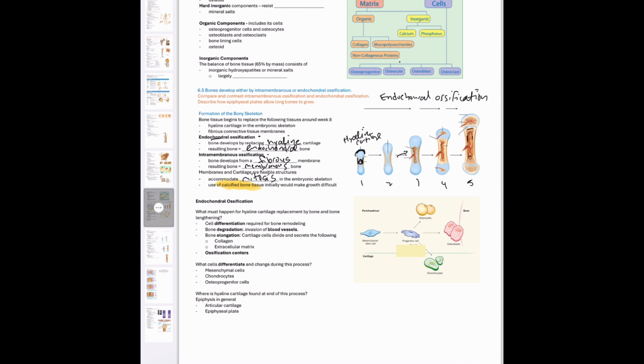What we can also see is where hyaline cartilage is going to be left. One is at the epiphyseal plate. So that's one right there. And then it's also found here. You can see this is the articular cartilage.